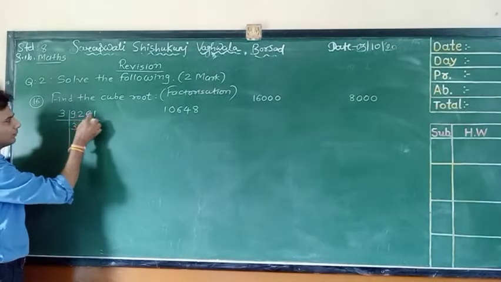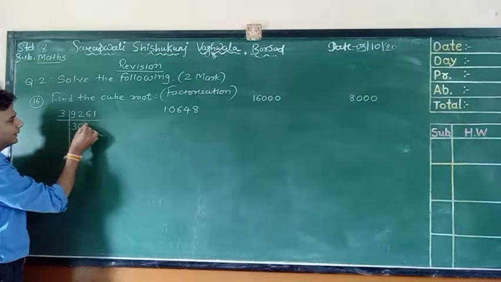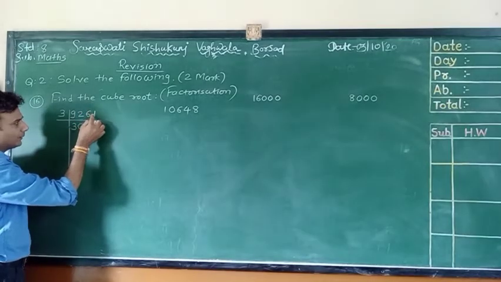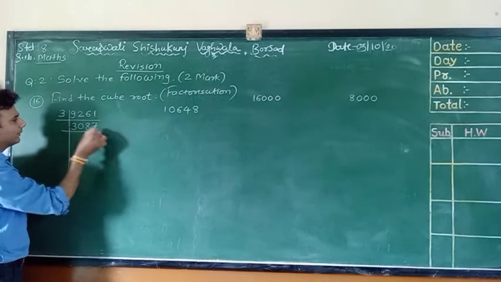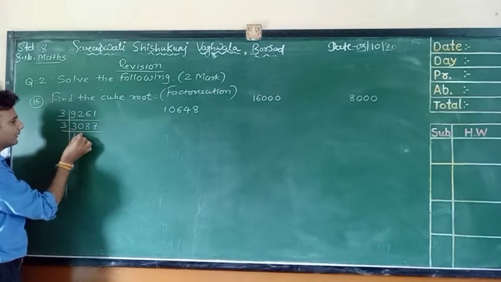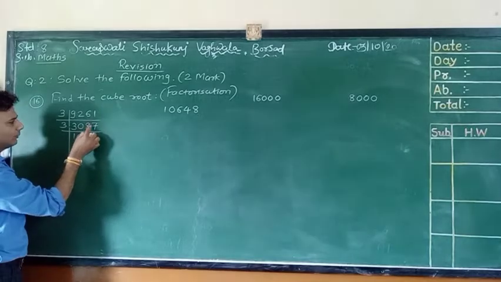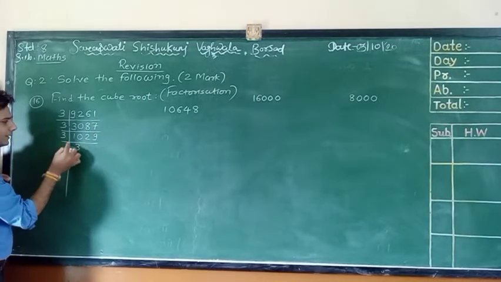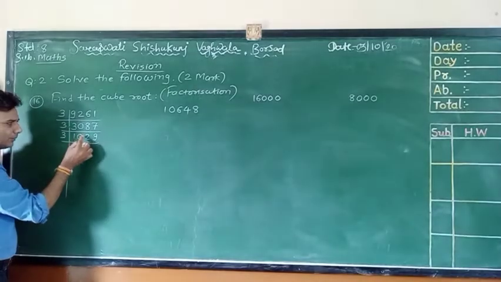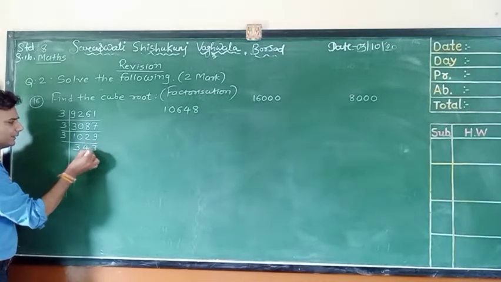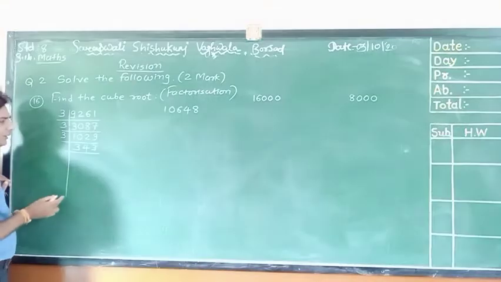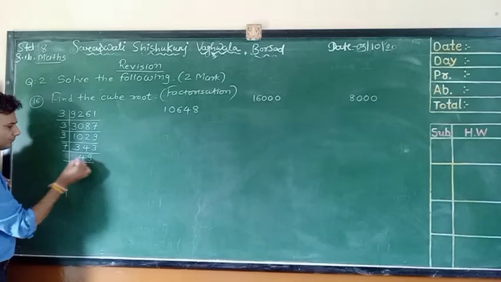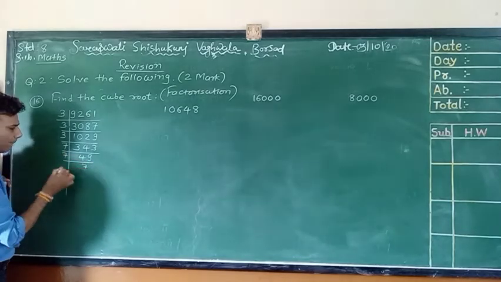Now we have to take both numbers together, 26. 3 eights are 24, 26 minus 24, 2 remain, bring down 1, 21. 3 sevens are 21. Then 3 tens are 30, 3 twos are 6, 2 remain, 27. 3 nines are 27. 3 threes are 9, 10 minus 9, 1 remain, 12. 3 fours are 12. Now 3 4 3, yes, we know it is the cube root of 7 cubed, 49. 7, 7.